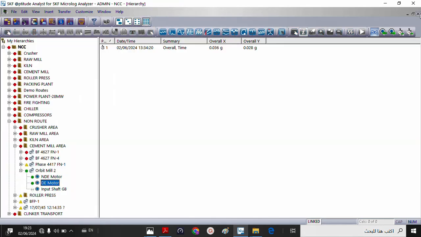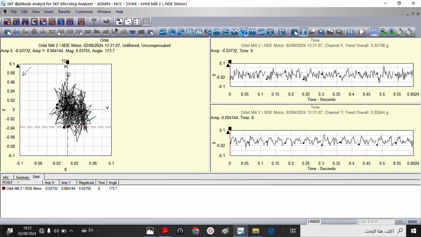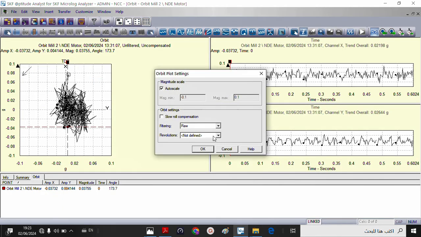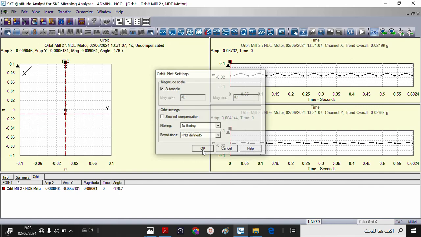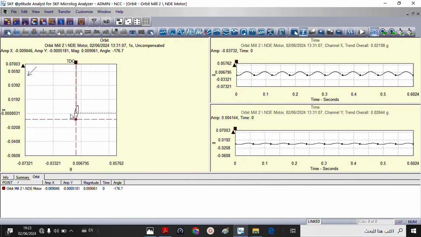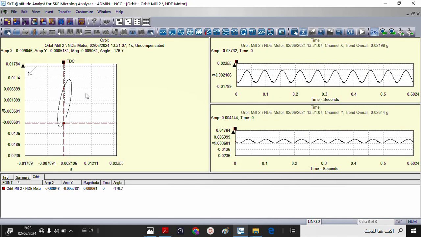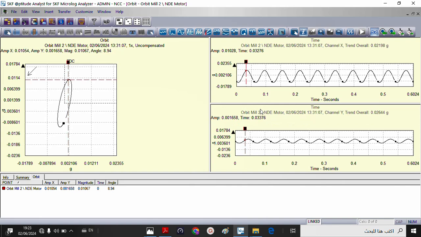Now we will see here the non-drive end of the motor. Go to the orbit plot. We see here the raw data. We will make the filtering for 1x and see it. We will zoom in to see the orbit direction and the elliptical shape. From here we can see how this point comes in the orbit and also in the time wave, as you see here with the pointer of the mouse.